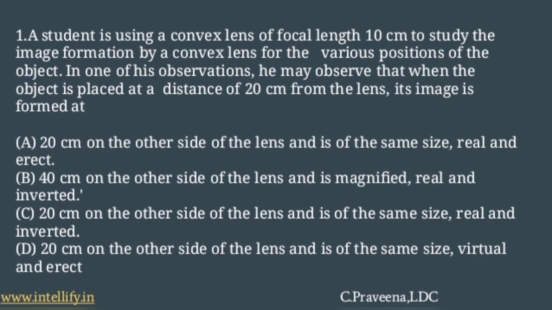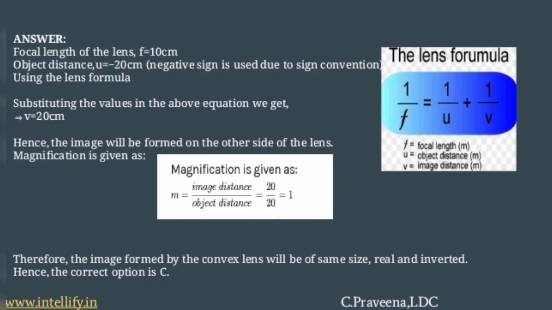First question is, a student is using a convex lens of focal length 10 centimeter to study the image formation by a convex lens for the various positions of the object. In one of his observations, he may observe that when the object is placed at a distance of 20 centimeter from the lens, the image is formed at. There are four options. First, they have given focal length, that is f is equal to 10 centimeter. Then the given object distance is 20 centimeter. Here it is represented as u. Here the minus sign is used for sign convention.